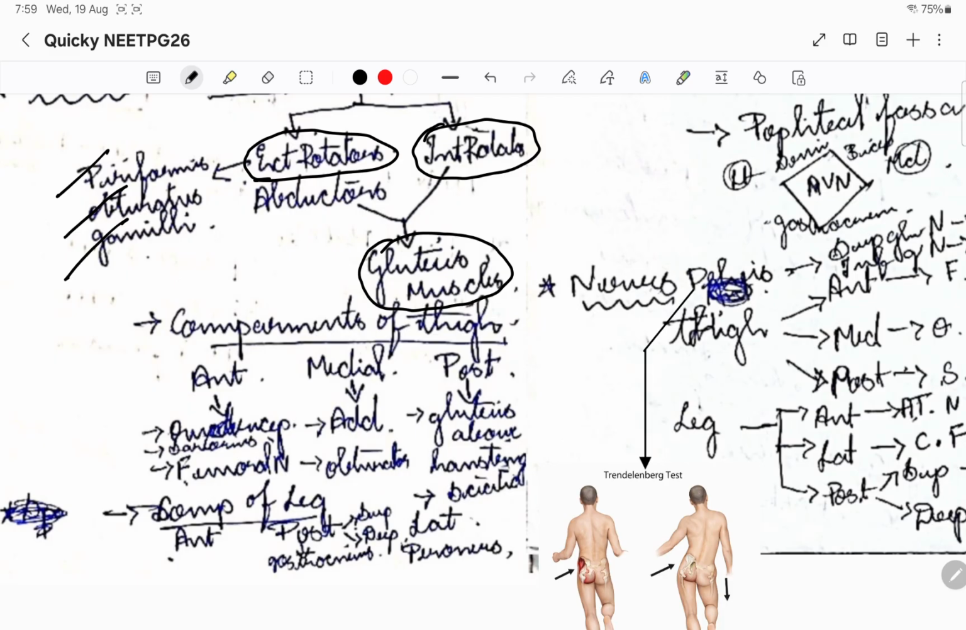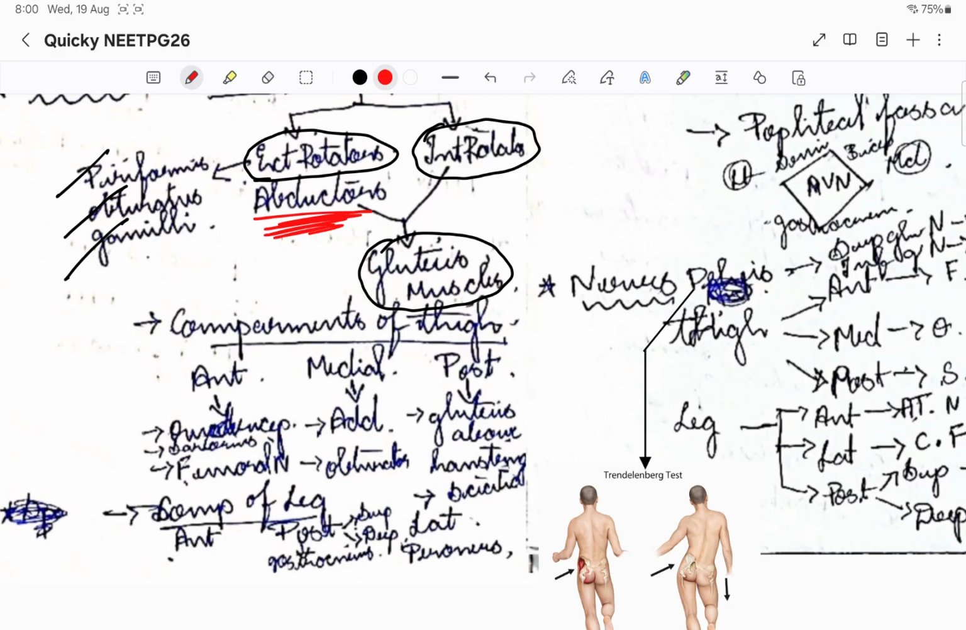Internal rotation and abduction will be caused by the gluteus muscles. This is also an important point that I need you guys to remember: abduction of the thigh and also the internal rotation. Please do not confuse. External rotation is caused by these three muscles. That is why outward movement is also being caused by these three muscles. That is the abduction. Towards the body is adduction. Outwards from the body is abduction, right?